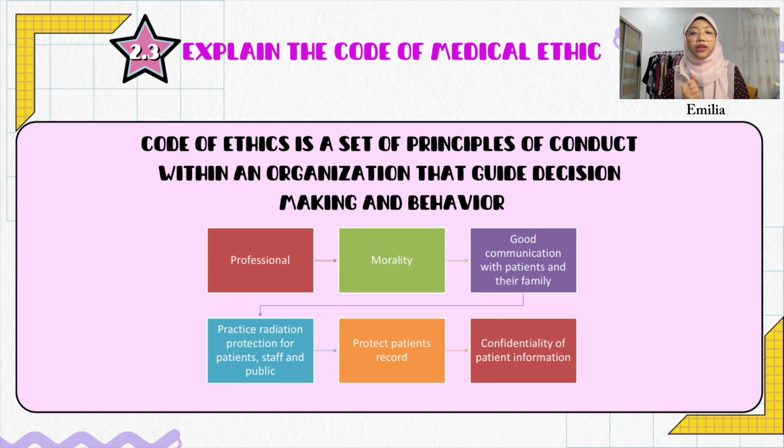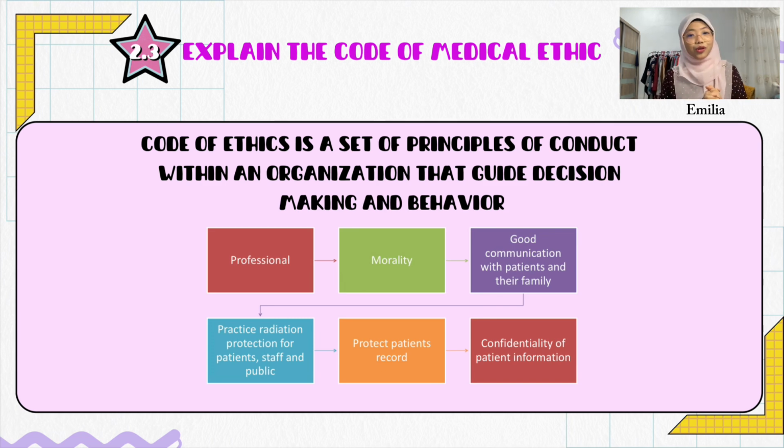It means that physicians should maintain high standard of professionalism, honesty, and integrity in their practice. Physicians also should provide truthful information to patients and colleagues, avoid conflict of interest, and report unethical behavior when it is observed. The second one is morality. Morality plays a significant role in code of ethics, serving as the foundation for guiding professional behavior in healthcare and other fields. It provides a framework to ensure that action and decision are grounded in ethical principles and uphold the dignity, rights, and welfare of individuals.